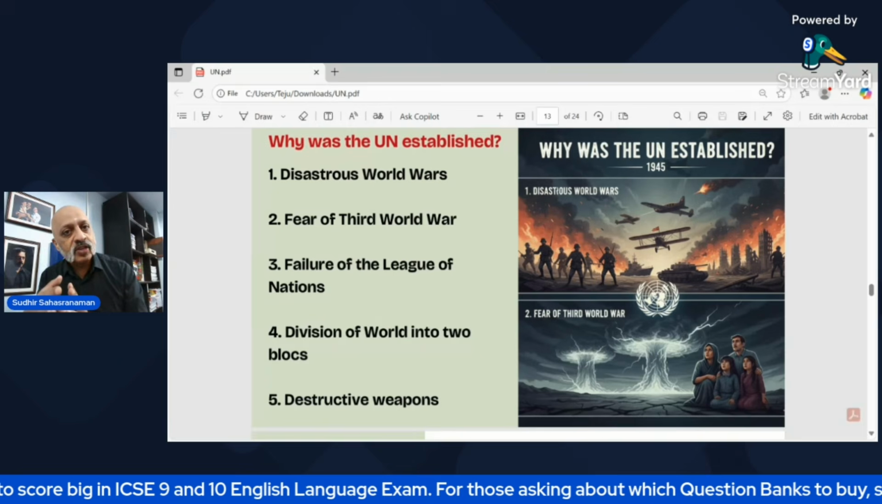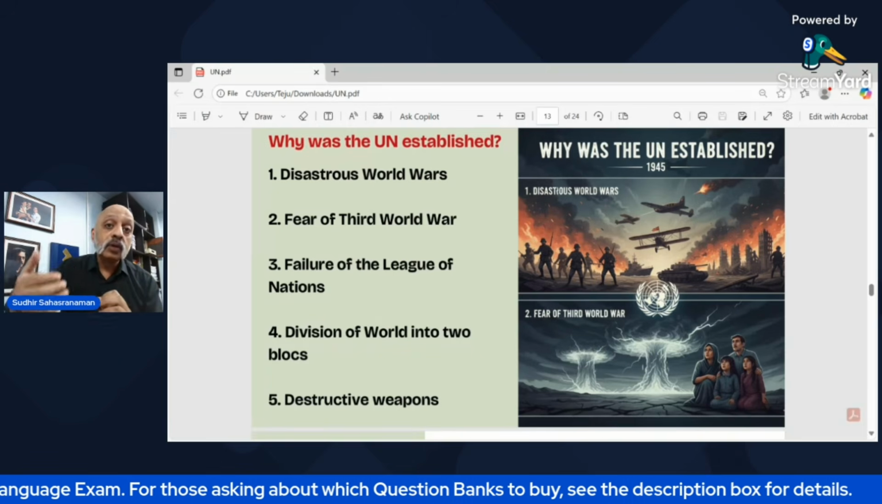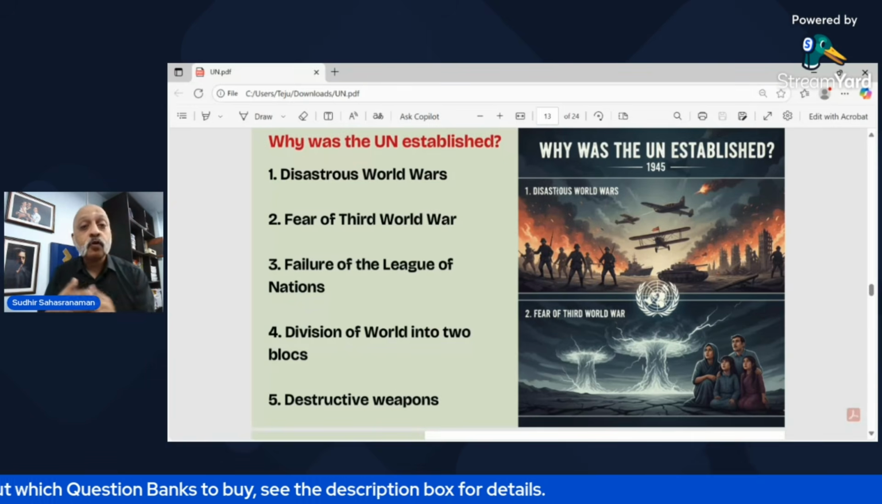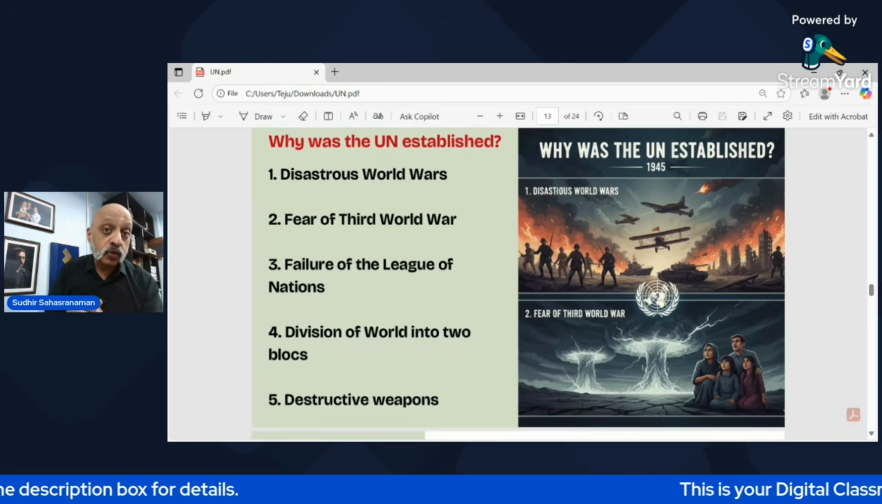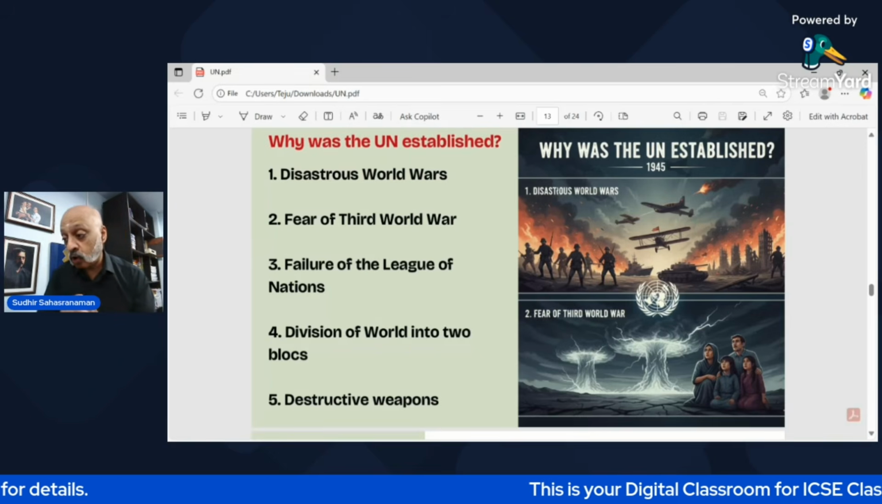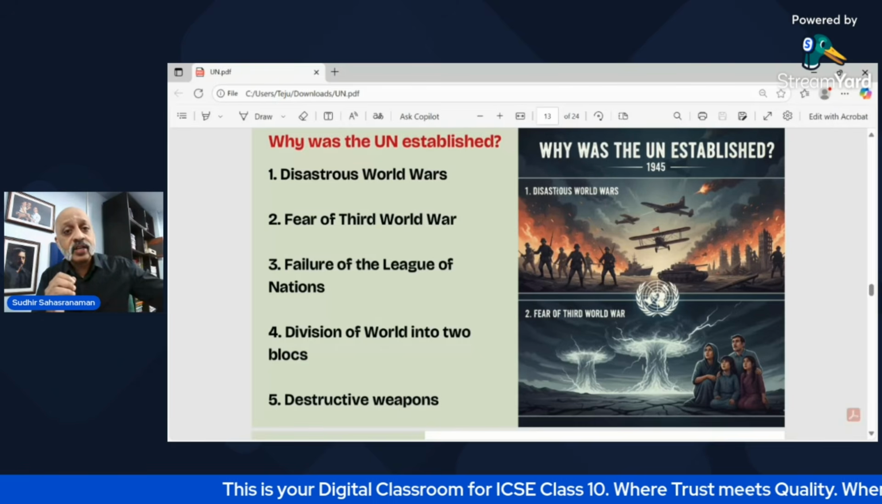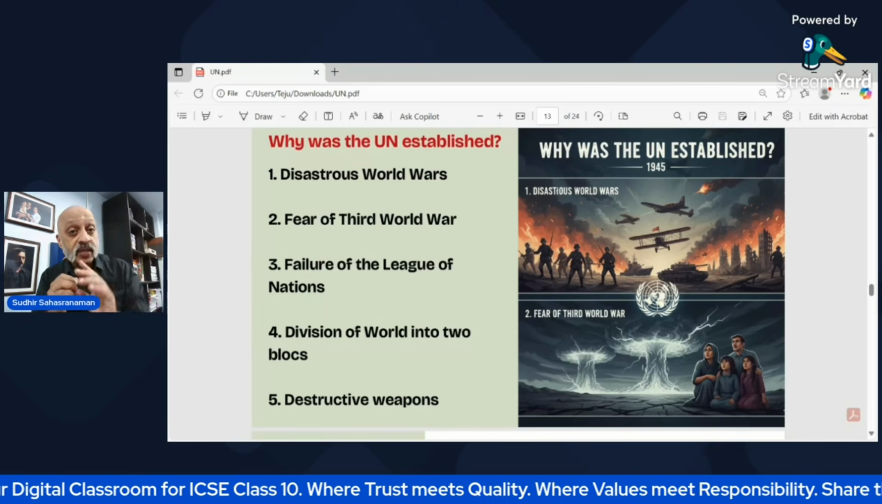So world leaders obviously realized that if a third world war took place, that could really bring the earth to a close, because that would be unimaginable, because in 1945, also remember, the atom bomb was used for the first time on Japan. So they realized we need an effective international organization that would ensure peace in the world.